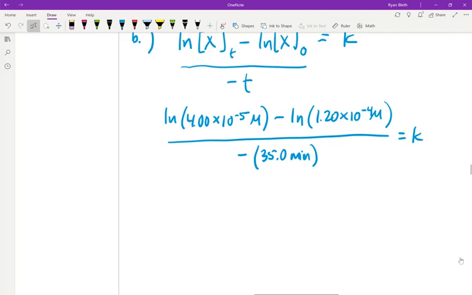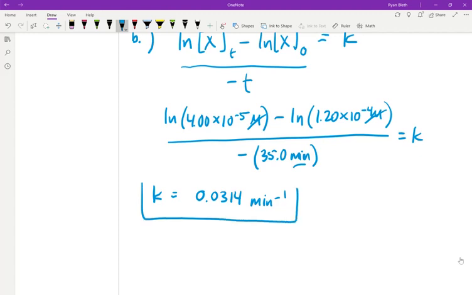And the answer should come up here: k comes out at 0.0314. And the units, molarity, again, when I use natural log, molarity goes away. The units are sort of destroyed, I guess. And then we have minutes down here in the denominator, so minutes to the negative 1. And that's the typical units we would expect for a first order reaction, time to the negative 1 as our units on the k value. So there we've got B.